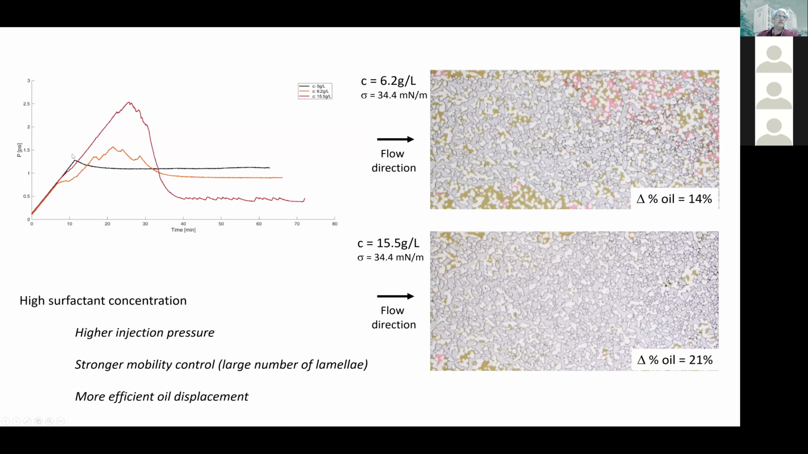Here's the injection pressure, and we can clearly see that as we increase the concentration of the surfactant solution, the pressure peak gets higher and higher. And that's one of the reasons why you're able to displace more oil, because the flow resistance is getting stronger. So you get higher inlet pressure, and that basically helps you displace the oil phase.